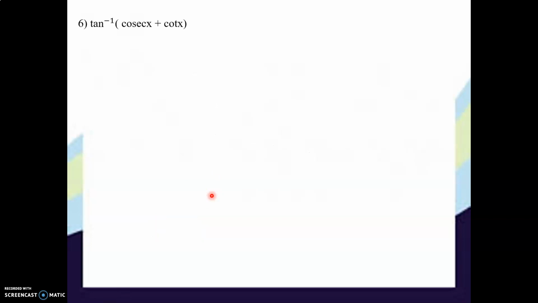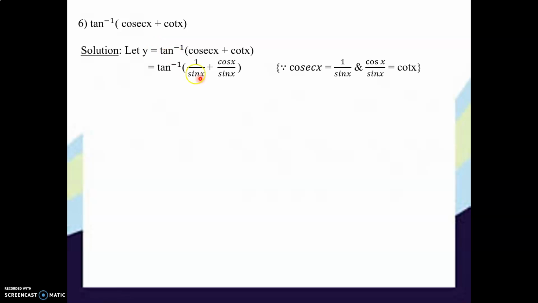Next question is tan inverse of cosec x plus cot x. Here again the outside function is tan inverse, so you have to make the inside function as tan format. For that we are adjusting this. Cosec x can be written as 1 upon sin x, plus cot x can be written as cos x upon sin x. Both the denominators are same, so you can add the numerators. So 1 plus cos x upon sin x.